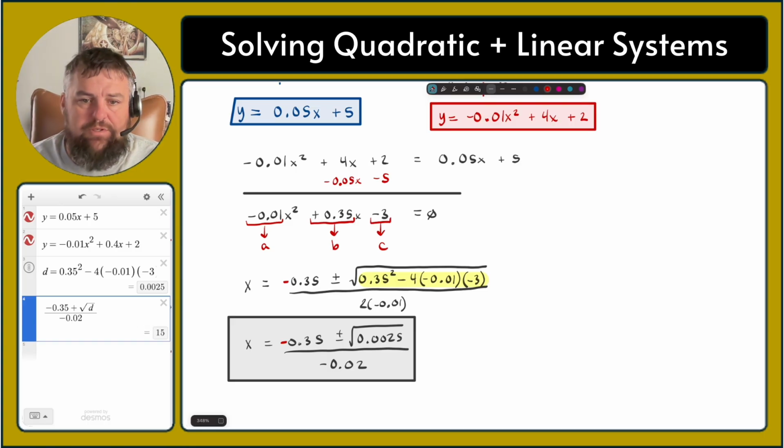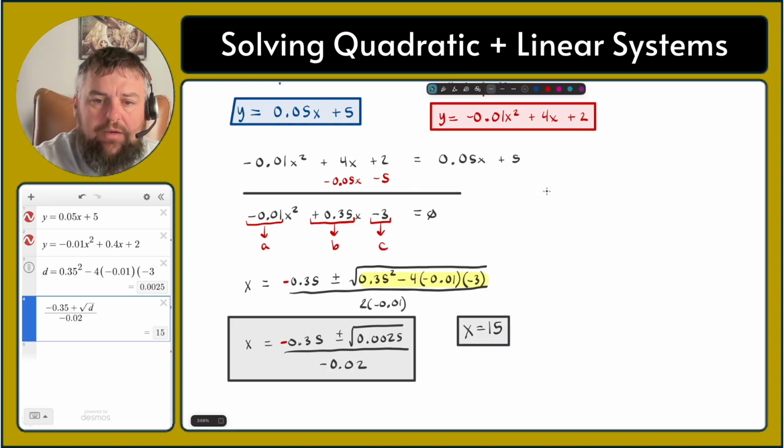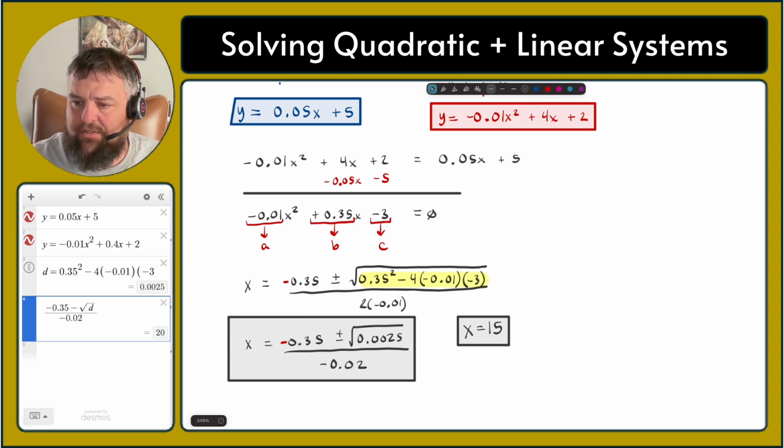Okay, one of the solutions is going to be at x equals 15. Okay, there's your one. So 15 miles horizontally. That's a horizontal distance. And then we'll get the other one. The other one's going to be at 20 miles horizontally.